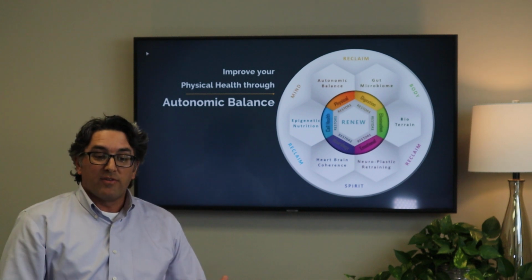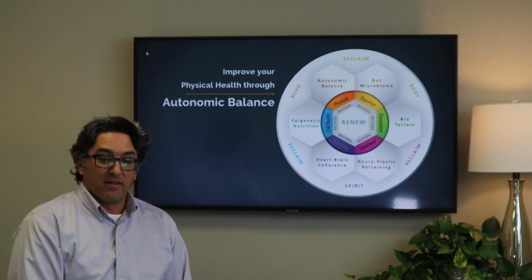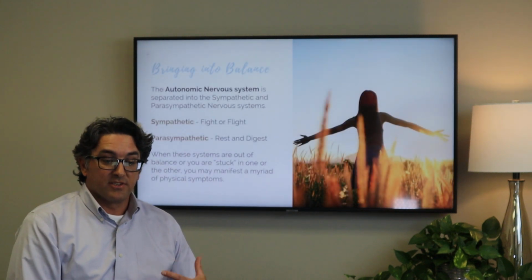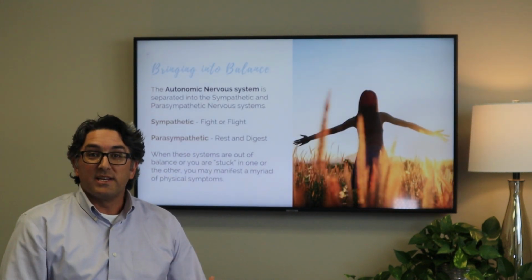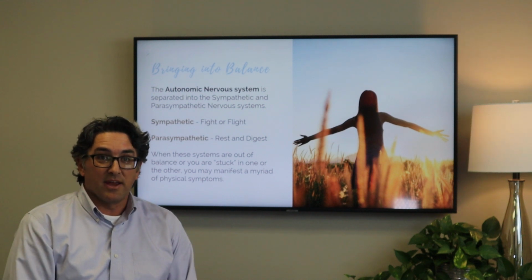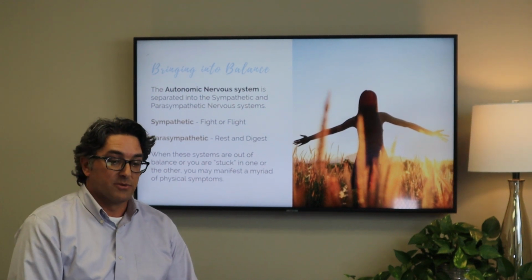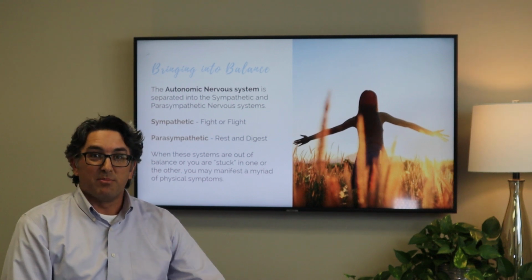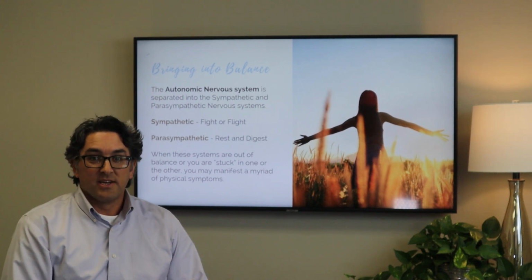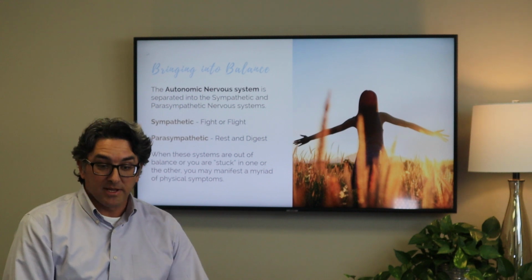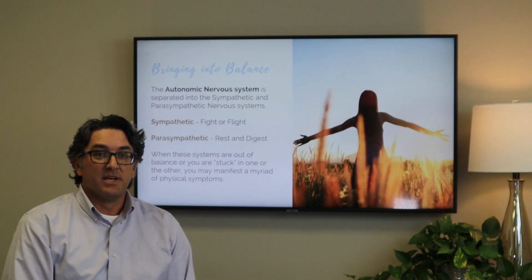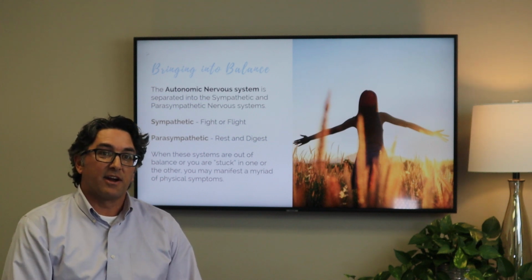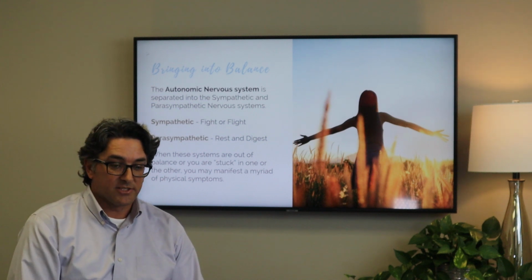So how would we improve our physical health through autonomic balance? The key to this is to understand what the autonomic nervous system is. It is broken down into two main categories, your sympathetic and parasympathetic nervous systems. Your sympathetic is the fight or flight. It's when we're being chased by a lion, or when we're being stressed from society, from the environment. And the parasympathetic system is when we calm down from that and our body is at rest and we are digesting our food and our nutrients.